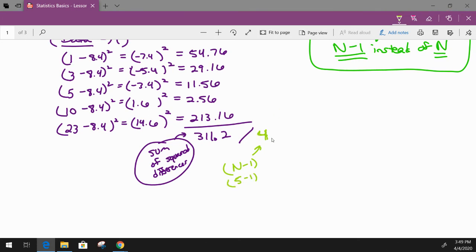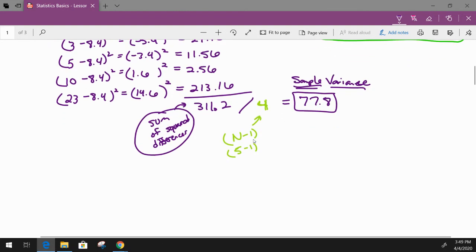If you were finding the variance or the standard deviation of a population and not a sample, you would divide by 5 here. But since it is a sample of a larger population, we divide by n minus 1, or 4. Again, that's the only difference really in this whole process. So after I divide by 4, I get 77.8. This would be considered my sample variance.